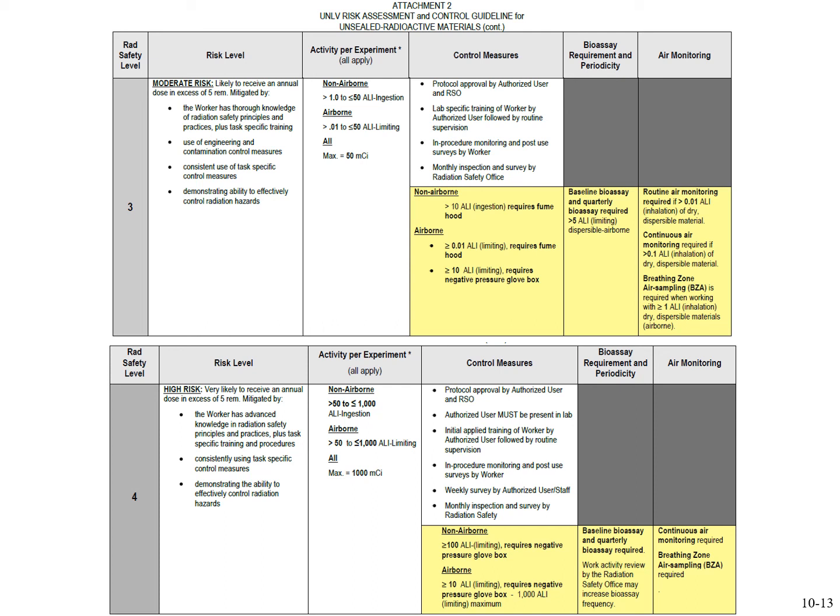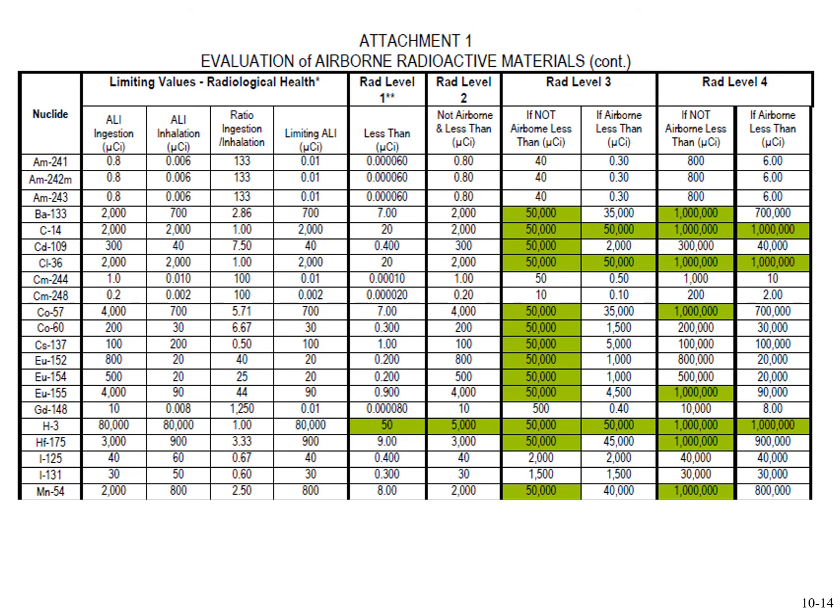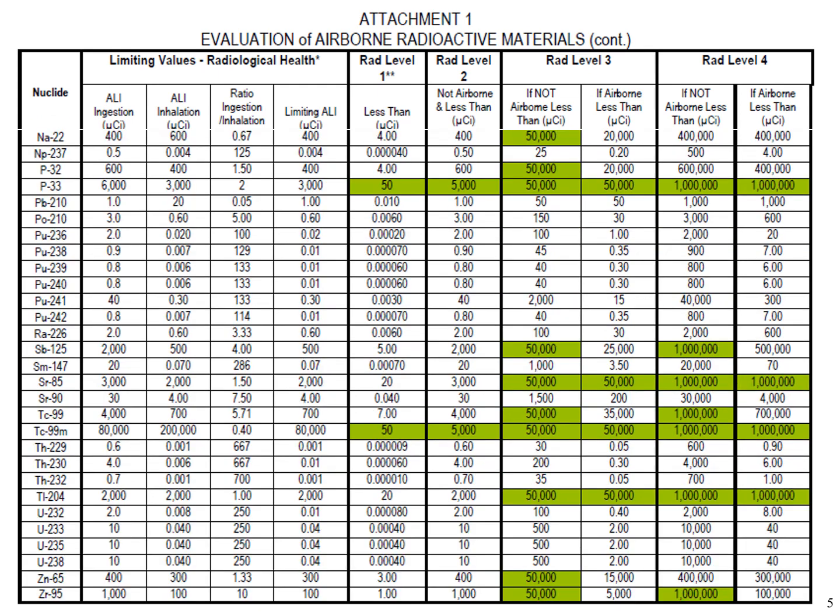So all this data is available, and one can use it to determine the risk levels or rad safety level for the experiment one is interested in performing. Data is also shown here for radionuclides that we frequently work with, the ALI ingestion level, ALI inhalation level, and then the rad levels associated with a given activity, and the activity is listed in microcuries. And you can have rad safety 1, 2, 3, whether it's airborne or not, and rad level 4, whether it's airborne or not. And again, radionuclides are listed from americium to zirconium. All this data is available, and you could use this data to calculate the necessary radiation level that you would be working with in the laboratory.